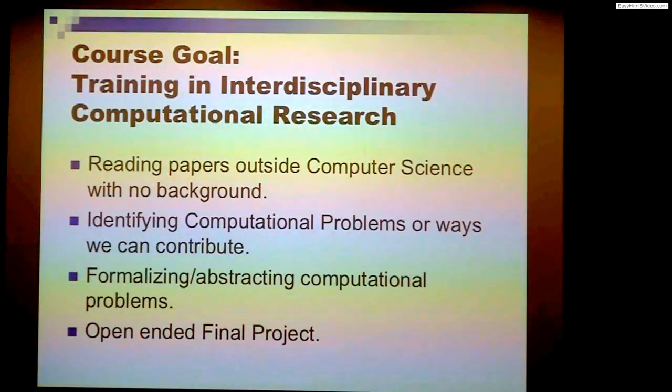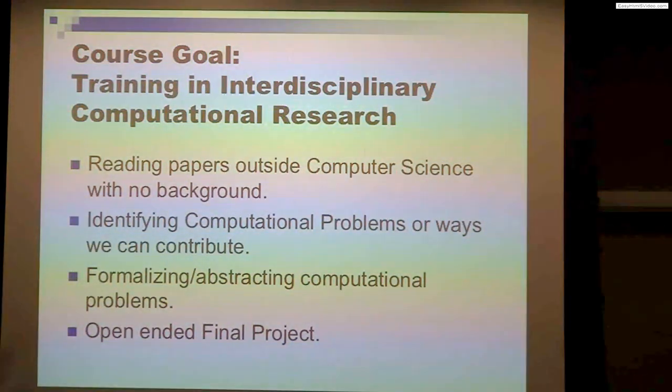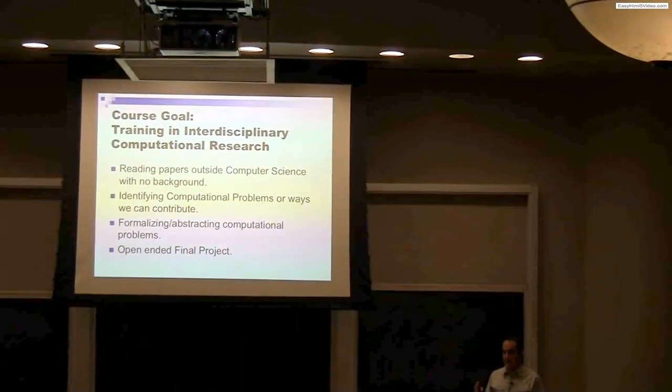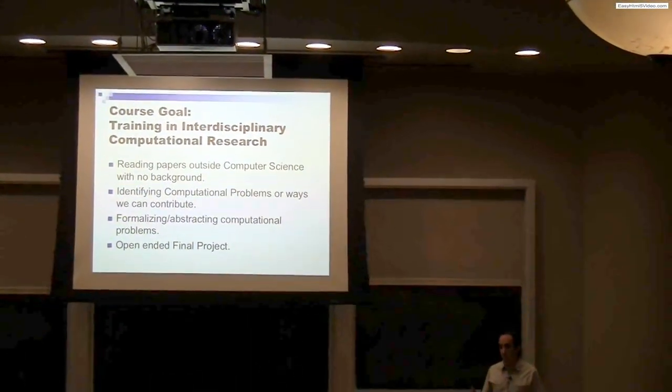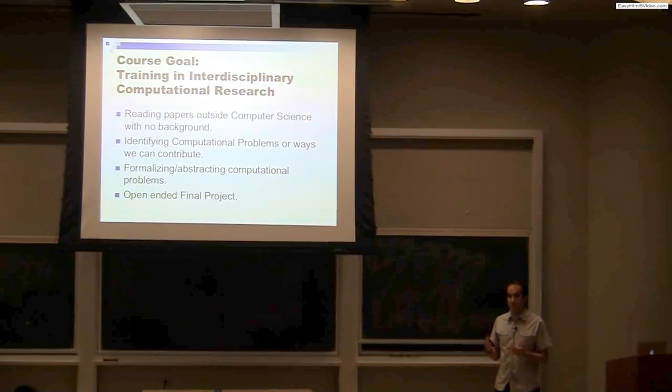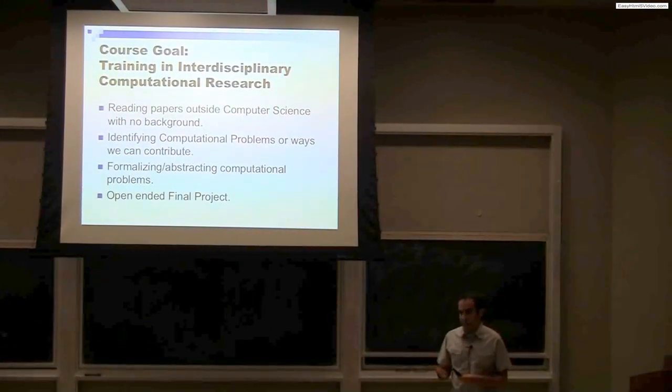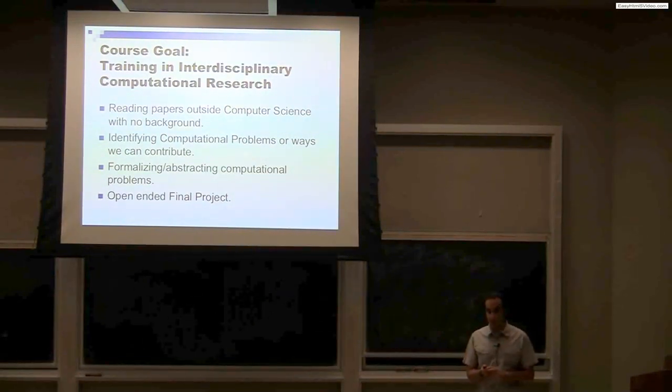Okay, so the goal of the course is that we want to train you to be able to do some interdisciplinary computational research. So even though we're focusing on genetics, I understand that most people here aren't going to go on into careers in genetics. So the idea is that this is going to be kind of an example and a mechanism for you to learn skills that you can apply for other things. So in general, we're going to be learning a lot about just how to analyze data and how to formulate problems.